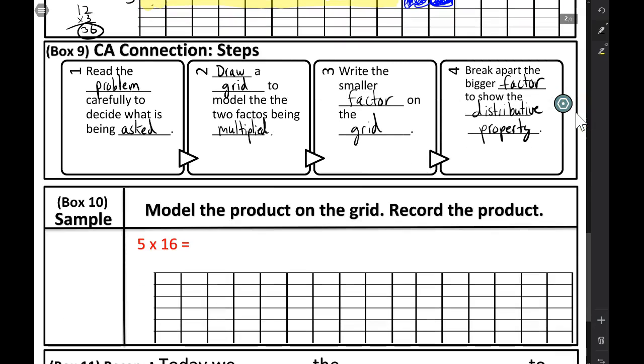So box 10, this is your sample. It says model the product on the grid and record the product. So what I'm going to do is give you guys a couple seconds to get started on this and see if you can figure it out on your own. And again, if you need to, obviously you can work with your partner on this as well. I'm definitely okay with that. So I'm going to give you a couple seconds.